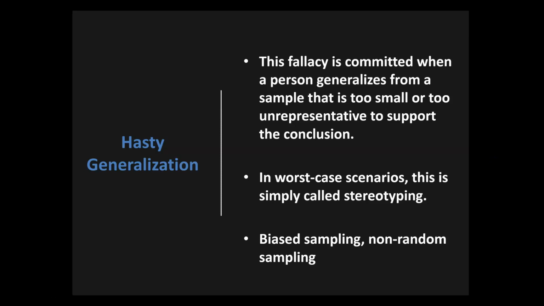Next up, hasty generalization. This fallacy is committed when a person generalizes from a sample that's too small or too unrepresentative to support the conclusion. So in worst case scenarios, it's simply called stereotyping. So some examples are like biased sampling, non-random sampling when we're talking about statistics.